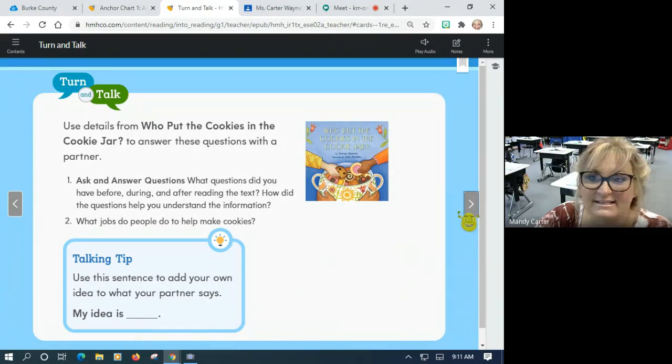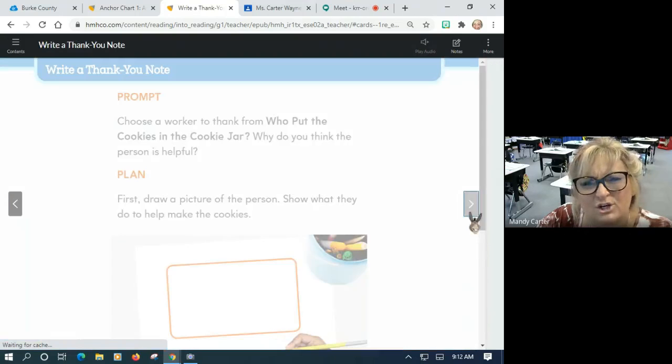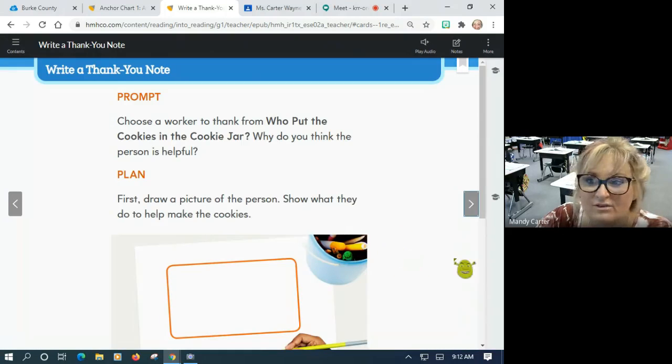Now, think about this. What was your prediction? Did you think it was going to be about all the people that help make cookies? I kind of didn't. I thought it would be more about maybe cookie decorating. I didn't know, so I was surprised to read that it was about all the people that help make cookies. What are some more questions we can ask?